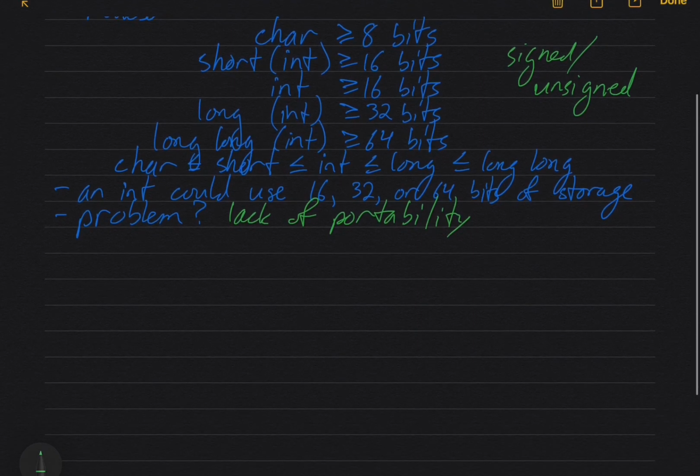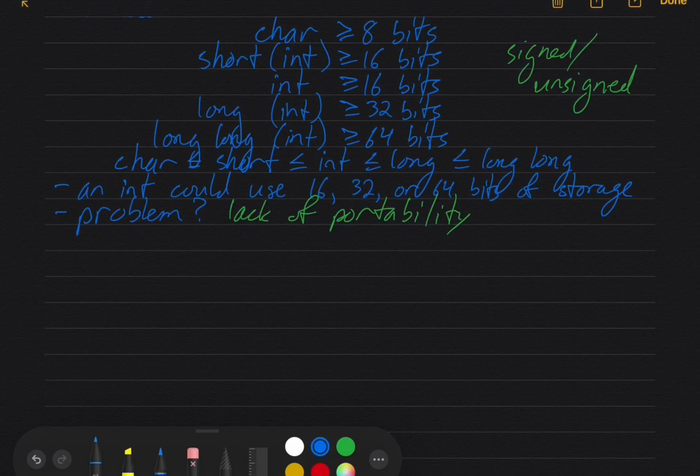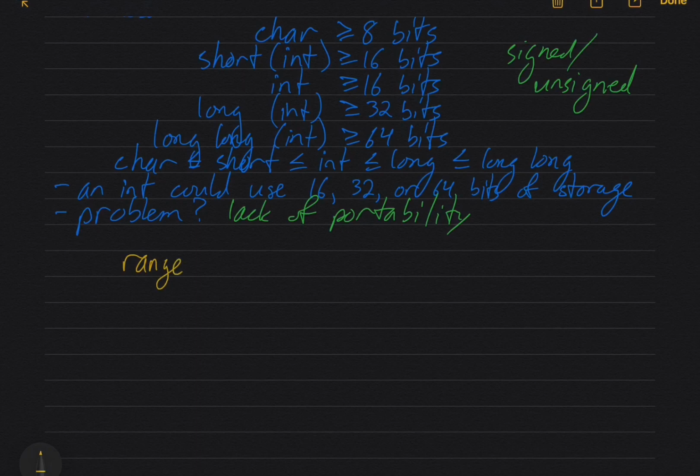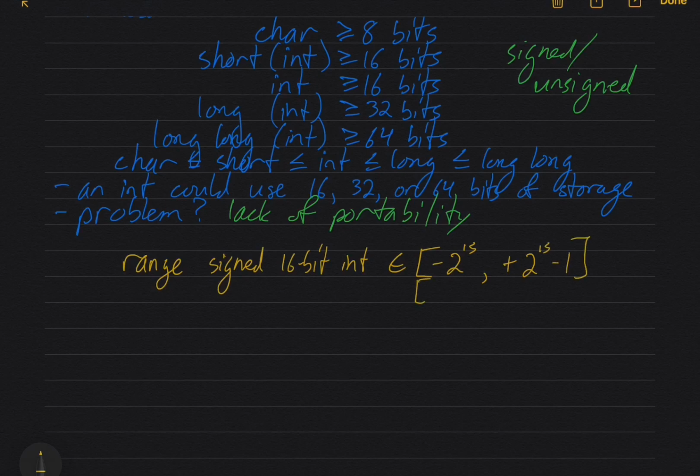Just as an aside, while I'm talking about the size, the range of a signed 16-bit int is -2 to the 15 to +2 to the 15 minus 1, which is, let's hope my memory serves right, -32,768 to +32,767.